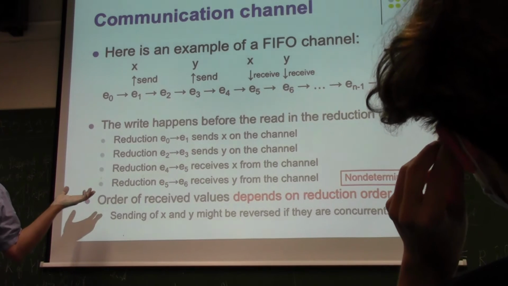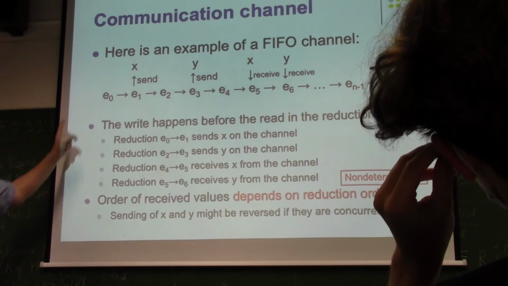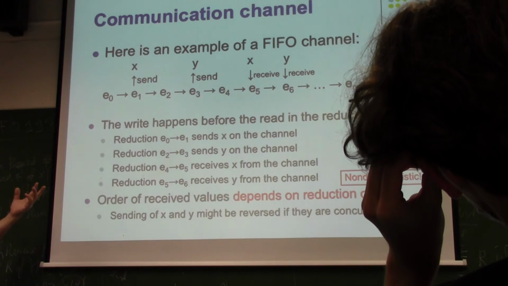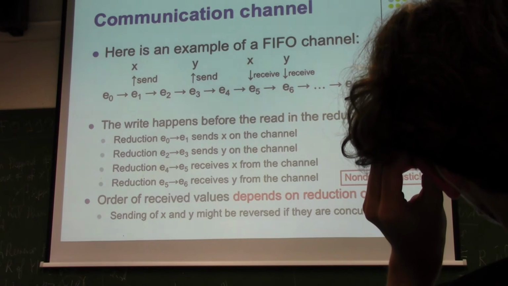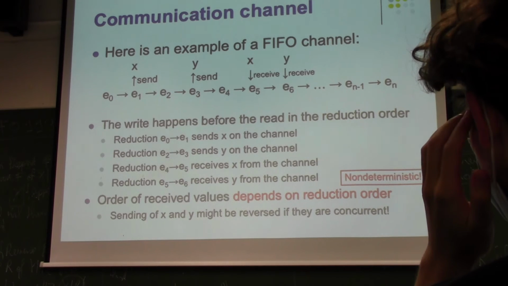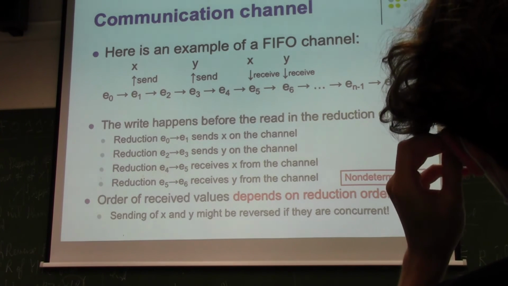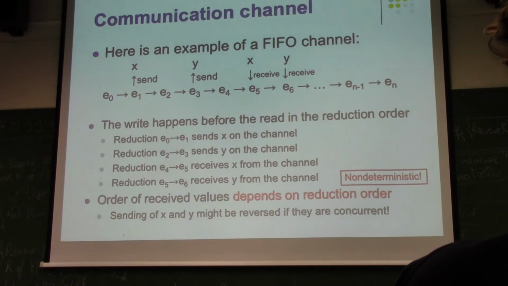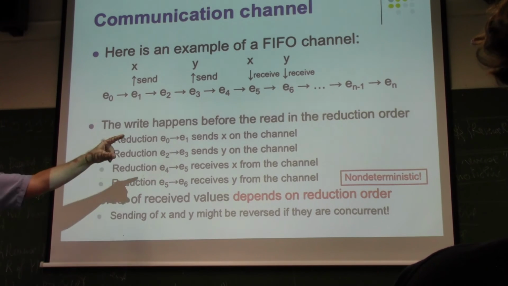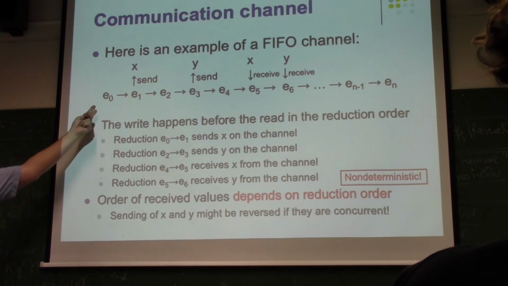So the order of the received values, again, it depends on the reduction order. So it's not confluent. And this could be concurrent, and so it's not confluent again. So communication channel is another way of being non-declarative, okay? So you see, here we have three different ways, and I'm showing it in a very fundamental way here, in terms of lambda with something added.